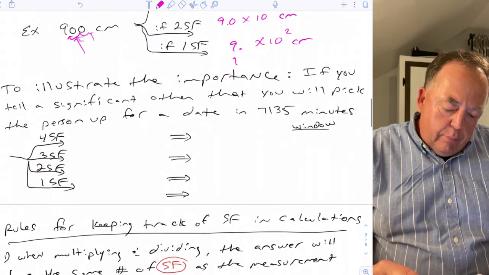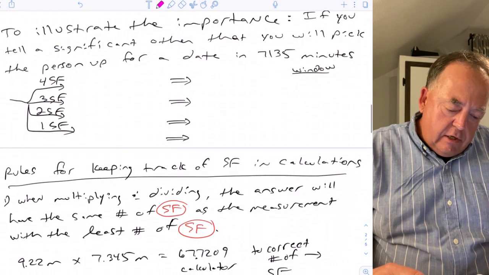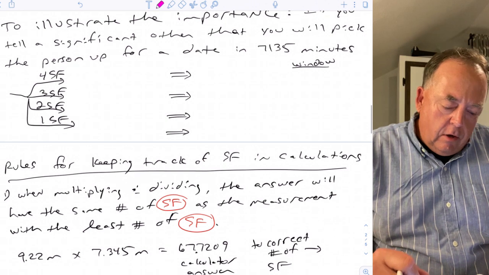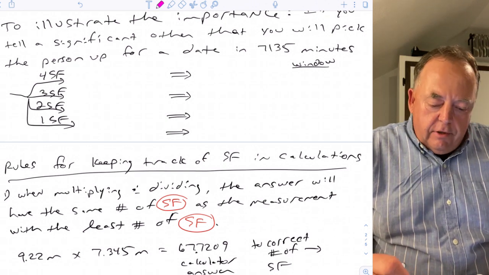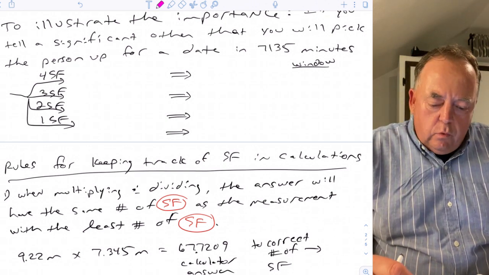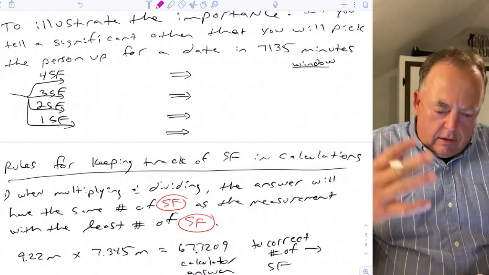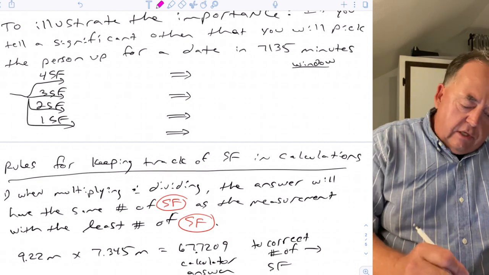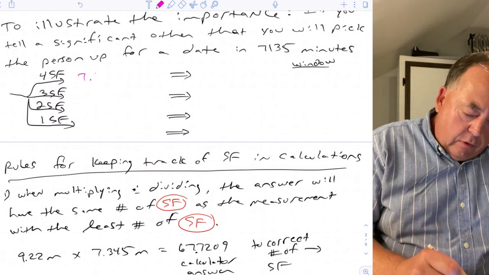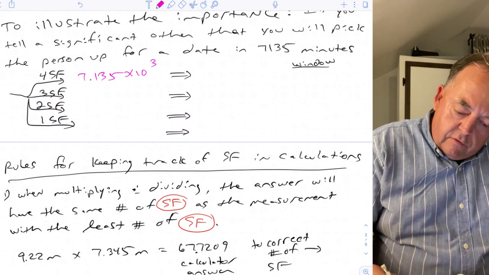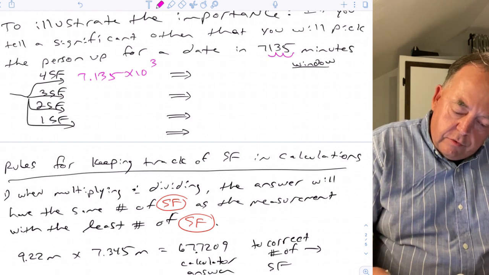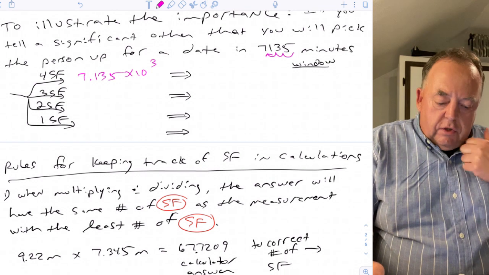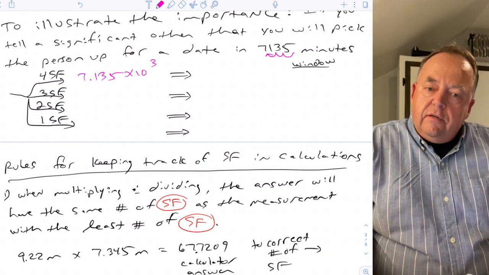Okay, so to illustrate the importance of this, let's say you want to take a significant other on a date, and you tell the person you're going to pick that person up in 7,135 minutes. I don't know how long that is, I just made up a number. So if you wanted to write this to 4 significant figures, you would say 7.135 times 10 to the third, right? So if the decimal point was there, 1, 2, 3, so 10 to the third. So that would be 4 significant figures.